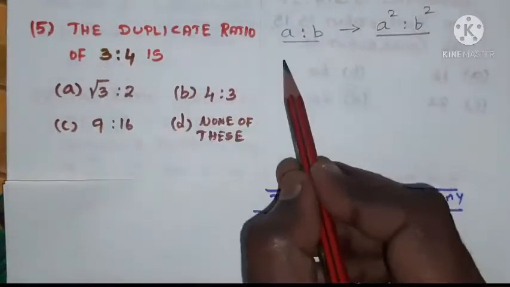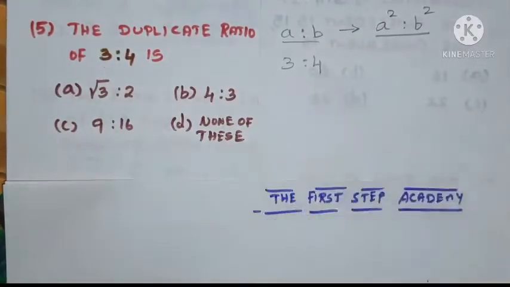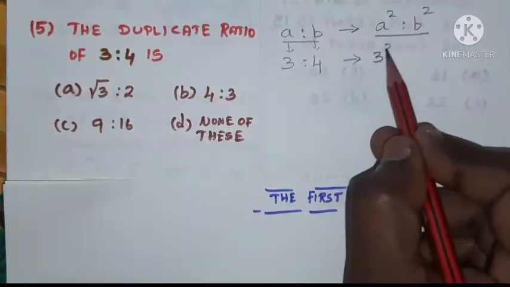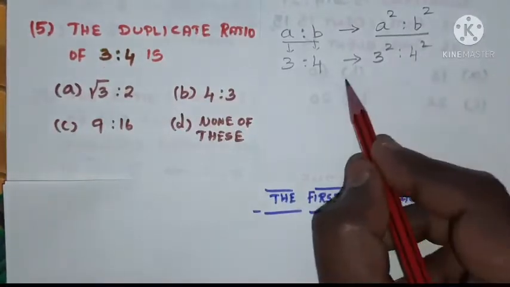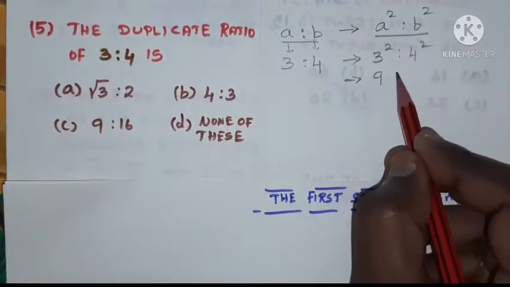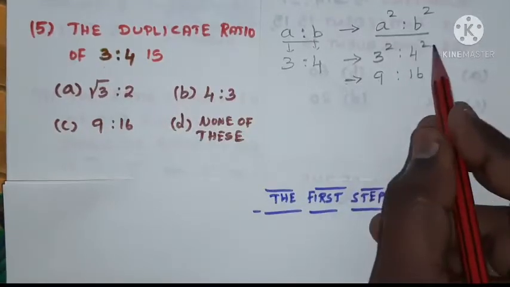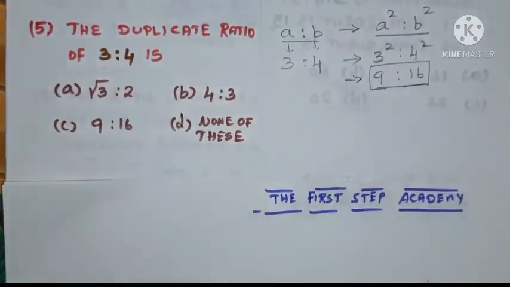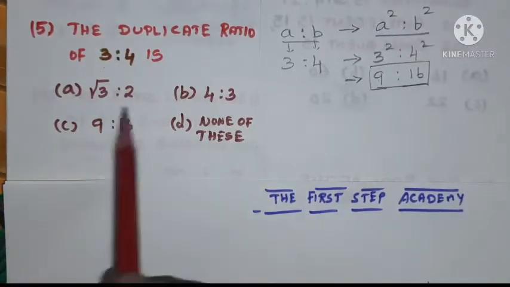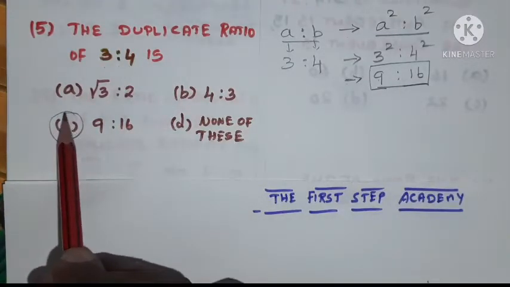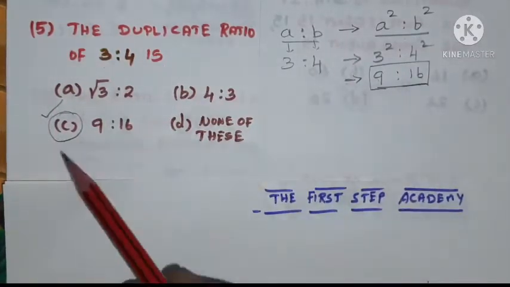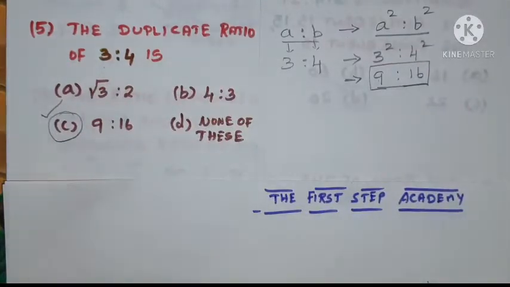So look at the ratio they have given. They have given 3:4, right? So A is 3, B is 4. Hence the duplicate ratio is 3²:4². 3 square is 9, 4 square is 16. 3 into 3 is 9, 4 into 4 is 16, right? So 9 is to 16 is the right answer for this problem. Option C is the right answer. You should know only what the duplicate ratio is. If you know that, just apply the values and you can find the answer. Good. We'll go to the next problem.